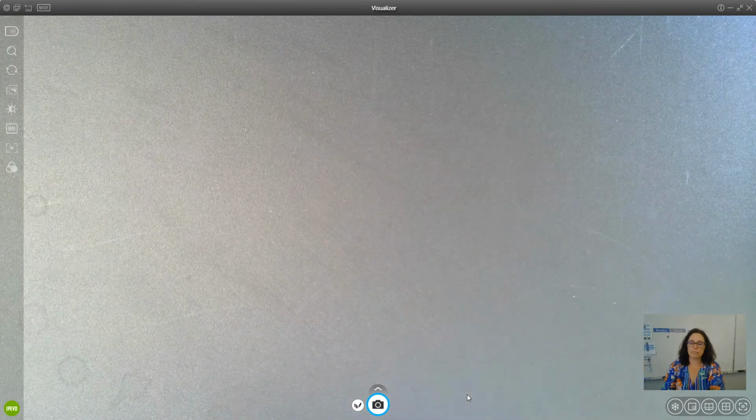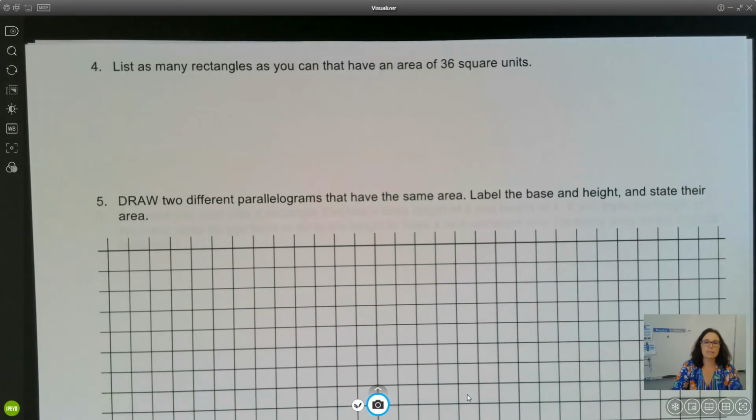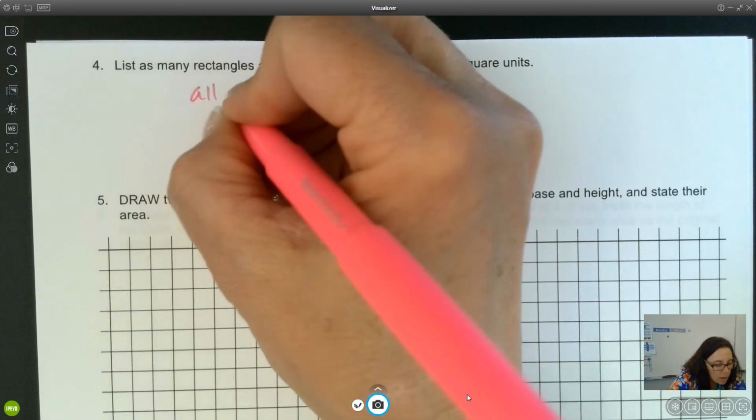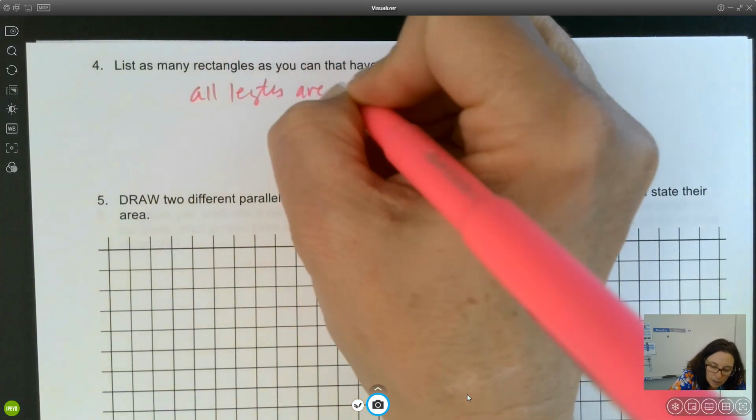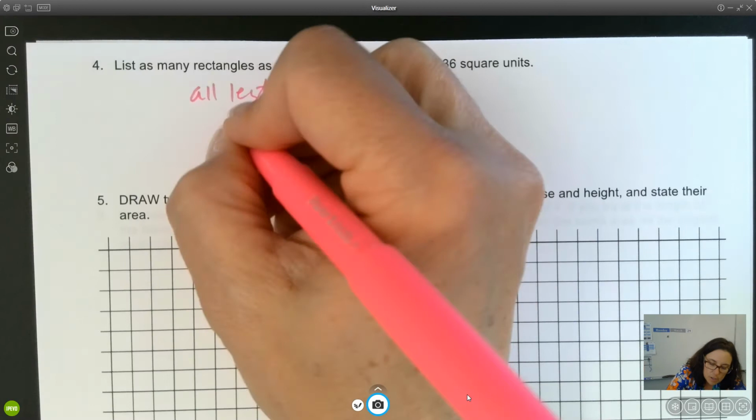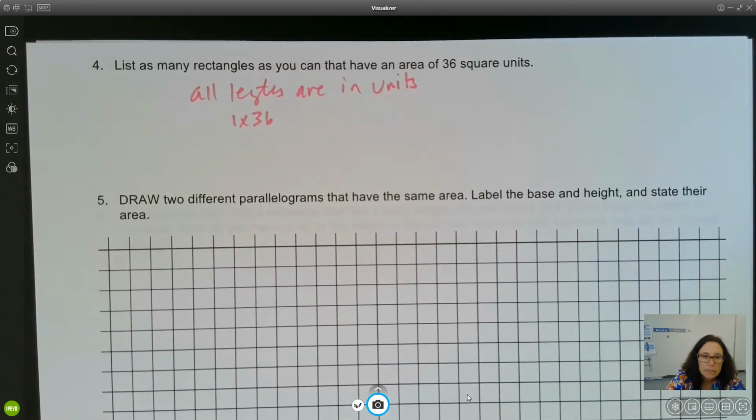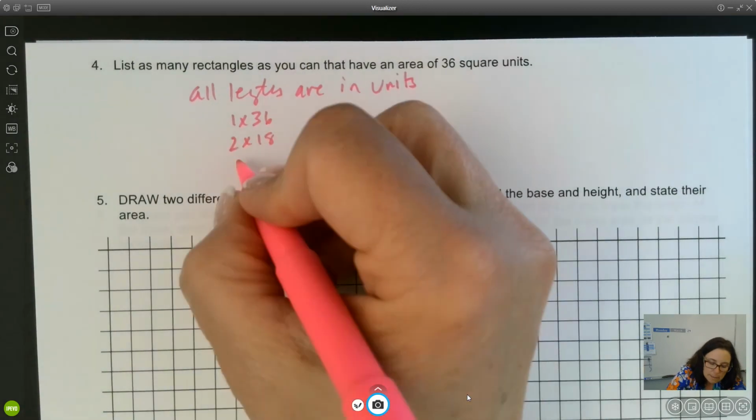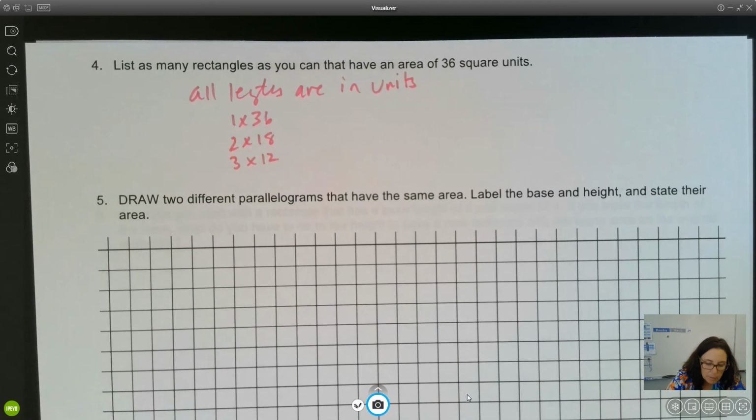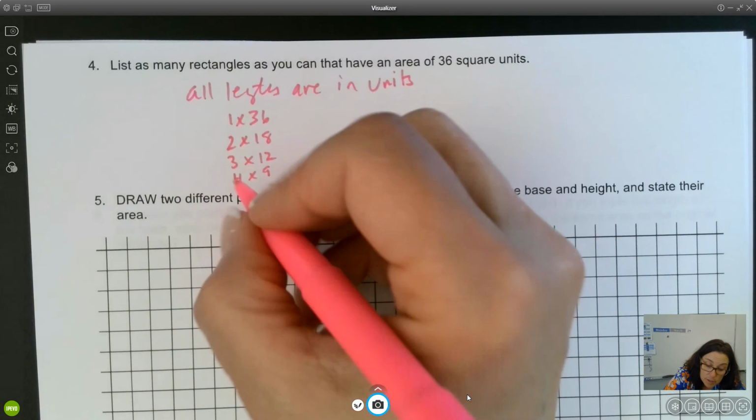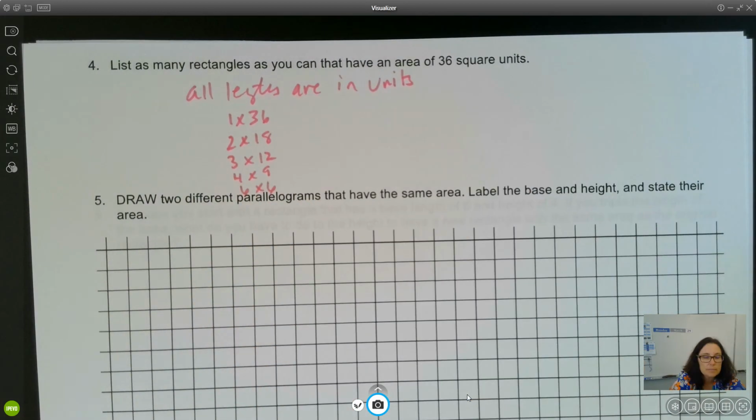Number 4, list as many rectangles as you can that have an area of 36 square units. Okay, so let's just say all lengths are in units, and then I don't have to write units on everything. All right, 36 square units area, that would be that. 2 by 18 would also get me that. 3 by 12 would get me that. 4 by 9, 5 doesn't work. 6 by 6, and that's it.